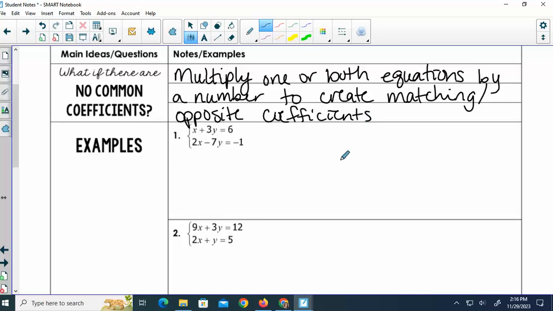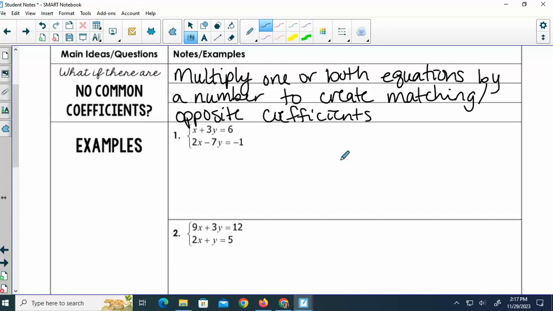Okay. By that I mean I need like a positive 1x and a negative 1x, a positive 2y and a negative 2y, a positive 3x and a negative 3x, a positive 4y and a negative 4y. So same number, but one of them has to be positive and one negative, just like yesterday.